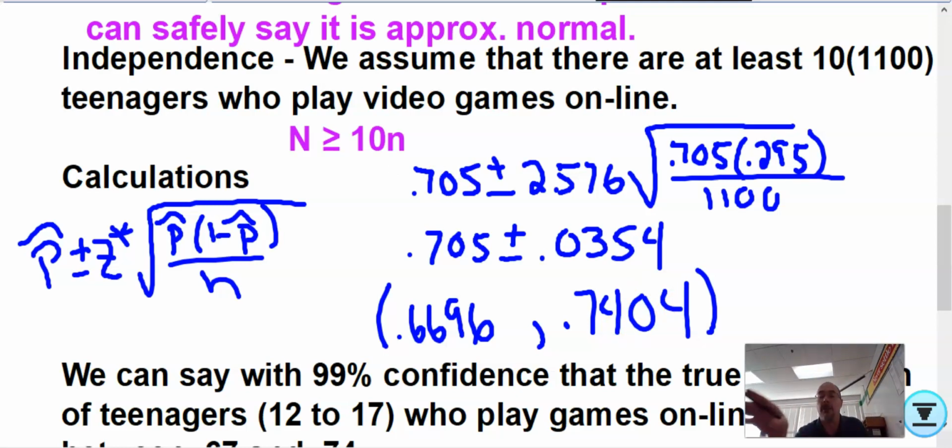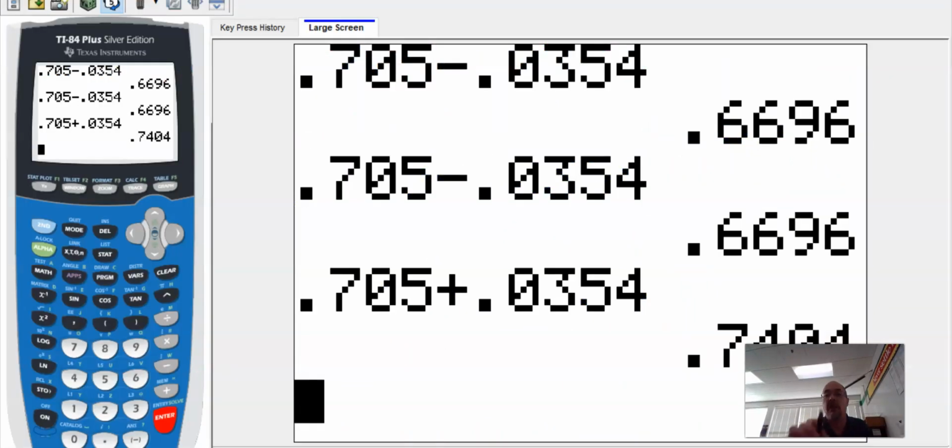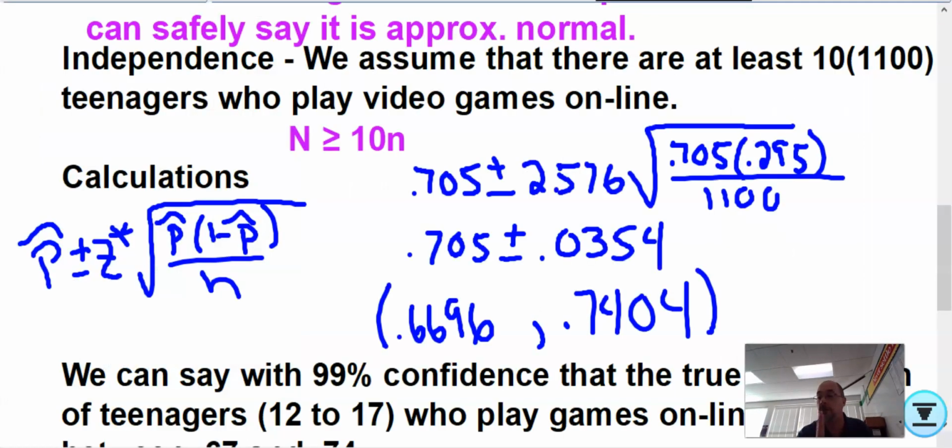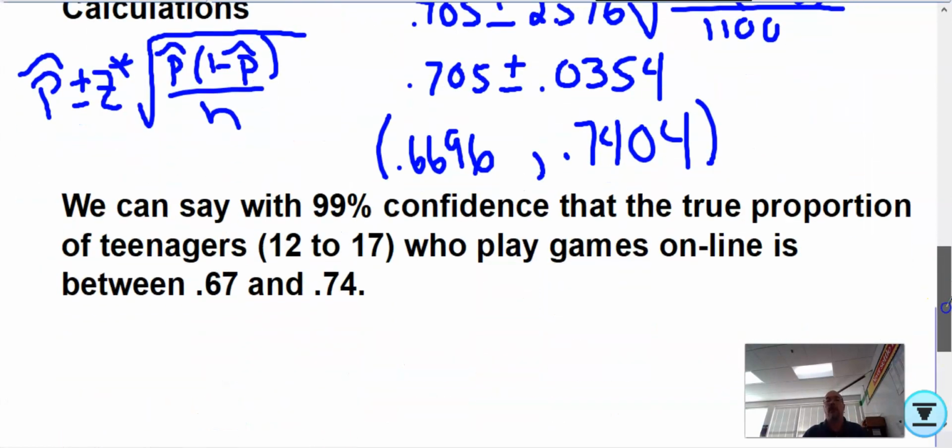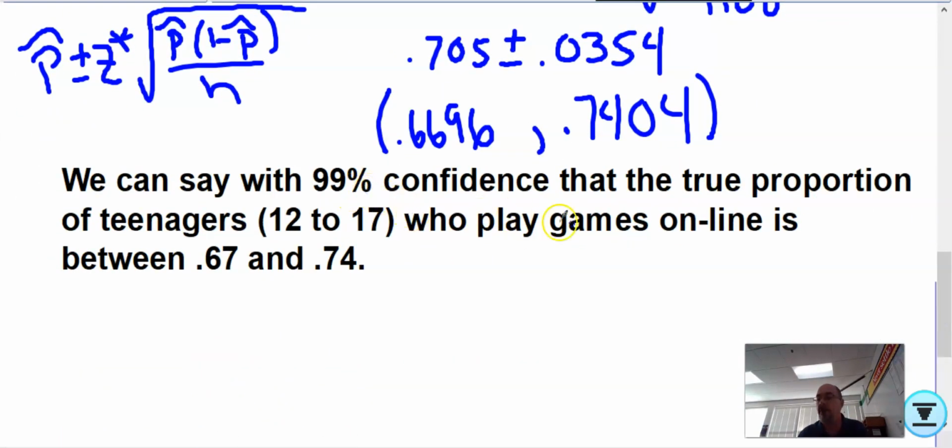In the next video, I'm going to show you that we still have to identify the formula and plug the numbers in, but after that we can use a little shortcut on the calculator. Instead of doing all of this, I'll have the calculator give me the interval immediately. Please watch that next video. So we can say with 99% confidence that the true proportion of teenagers 12 to 17 who play games online is between 0.67 and 0.74. Boom, we're done.